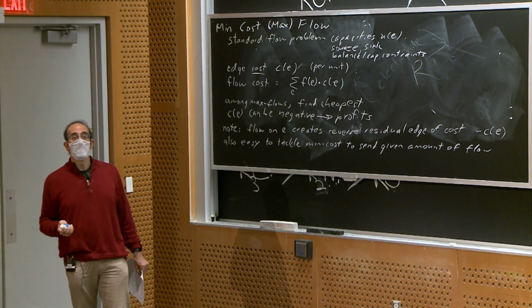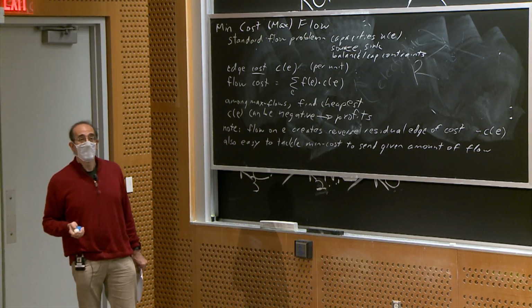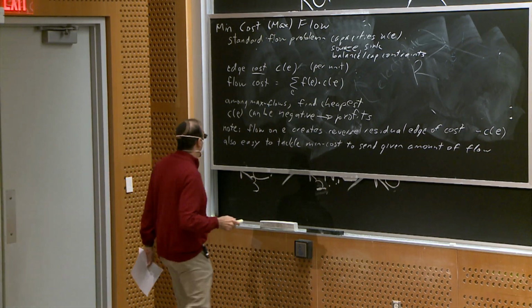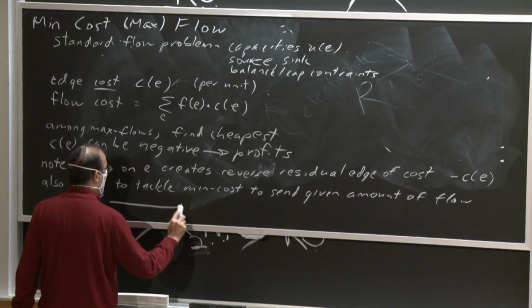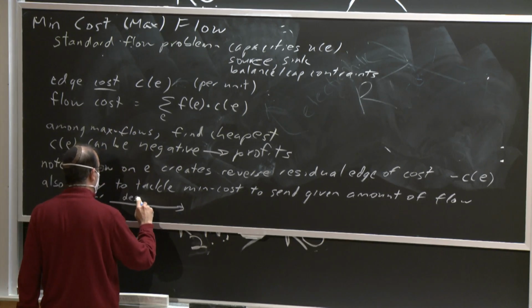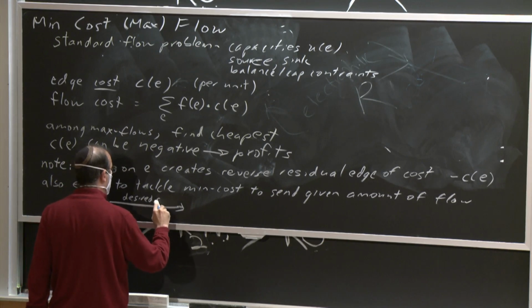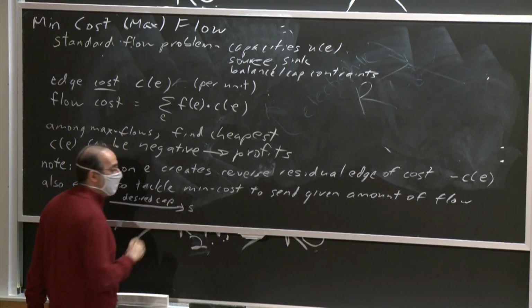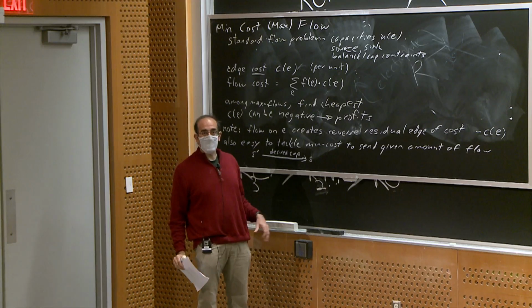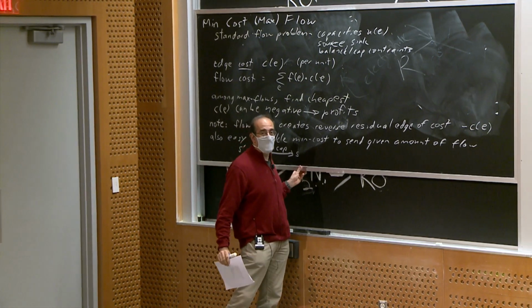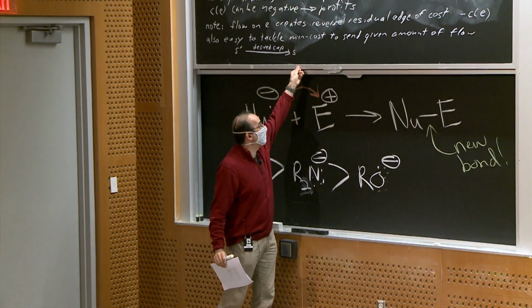Yeah? Just connect this source with this amount of flow that you want. Exactly. I just create a new source. I add one edge with the desired capacity, and I direct that to the original source. And now a maximum flow in this graph will send exactly the right amount of flow. So you can solve that problem the same way.